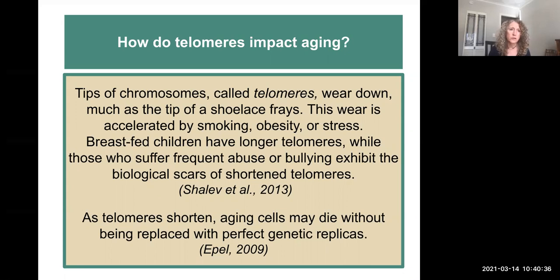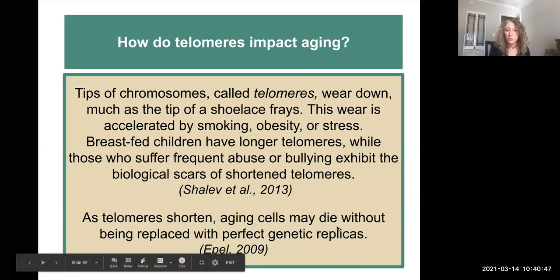So obviously, and we're going to talk about this in another unit about stress and how it does impact us physically and psychologically. All right. As telomeres shorten, aging cells may die without being replaced with perfect genetic replicas.